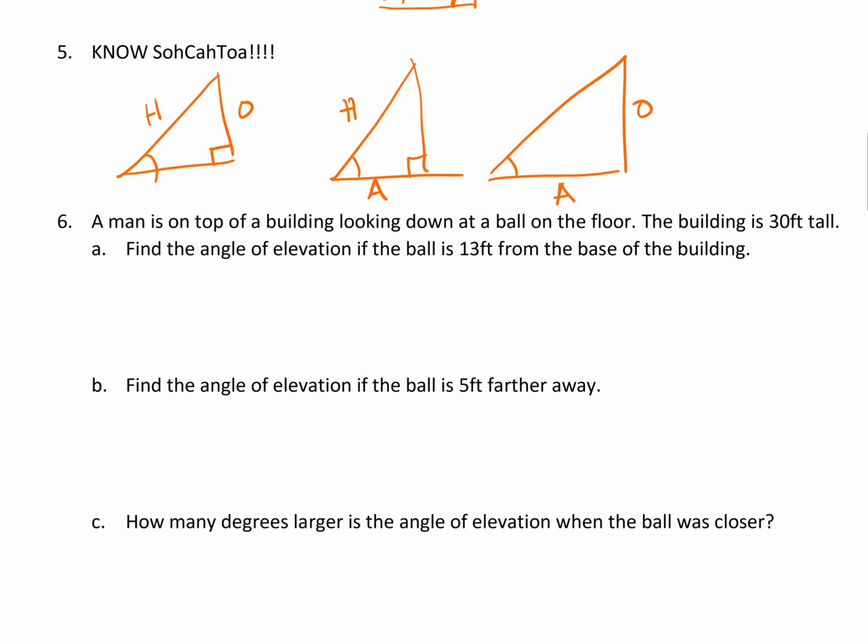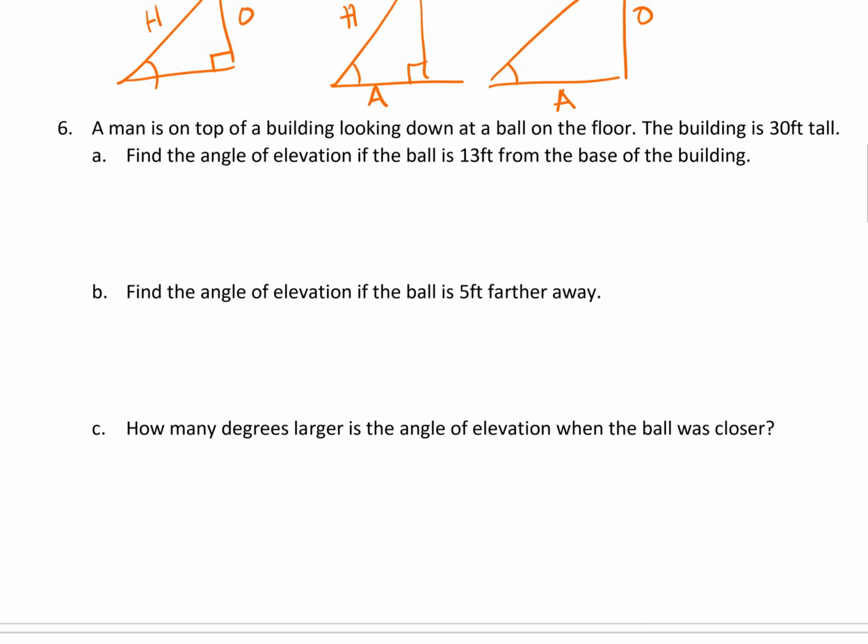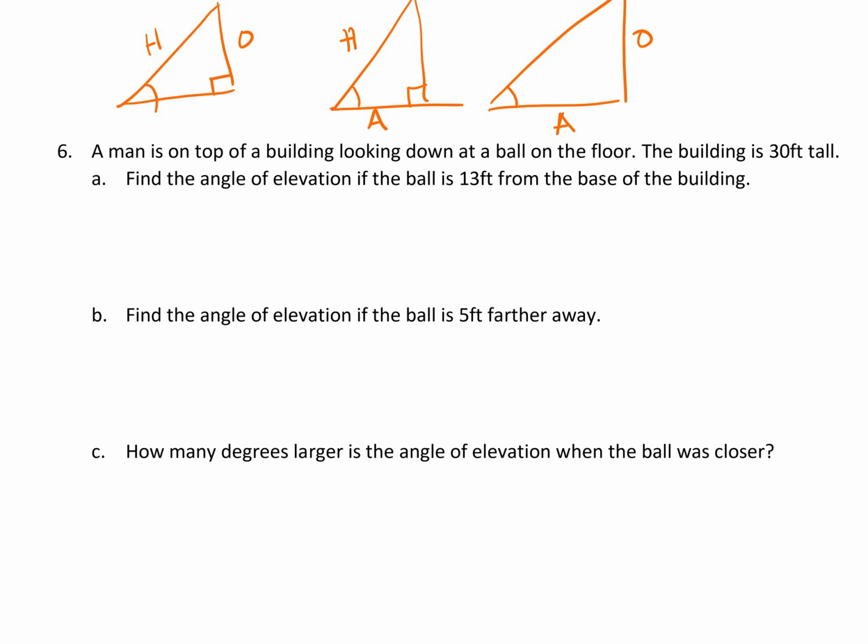All right, so we got a little word problem. A man is standing on the top of a building looking down at a ball on the floor. The building is 30 foot tall. So we are going to draw a picture here. For my example, I will just change the numbers and have you do it with your numbers.